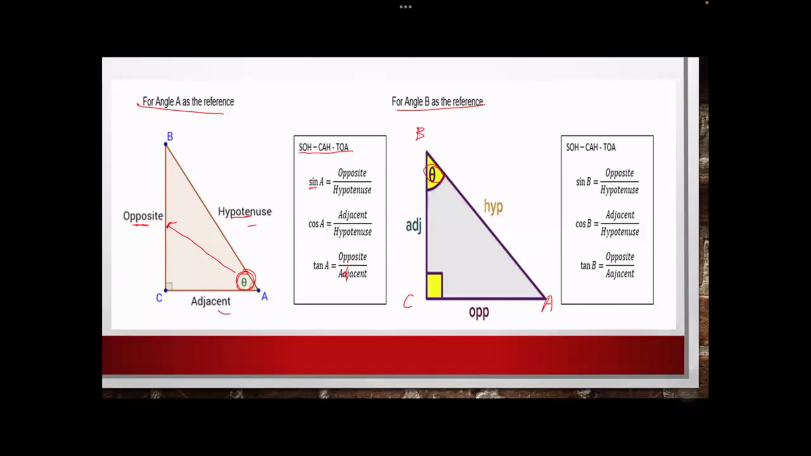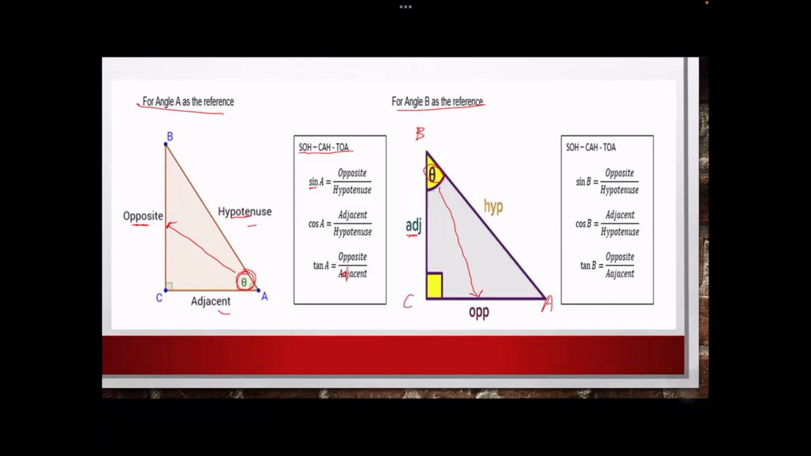Parehas lang naman sila ng ABC, pero yung opposite niya ngayon is nandito na siya sa baba. Yung dating adjacent ngayon ay opposite na. So nagkakabaliktad na sila. Tapos yung dating opposite ngayon ay adjacent naman. So nakita nyo yung difference ng dalawa, kapag angle A as the reference and angle B as the reference.